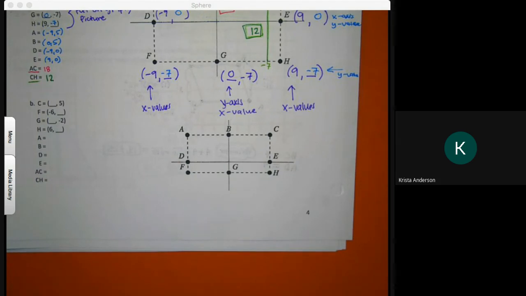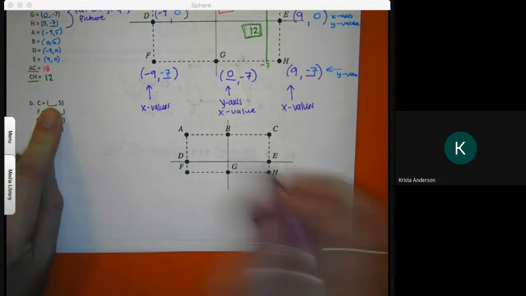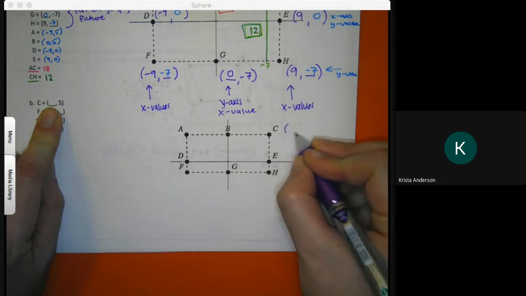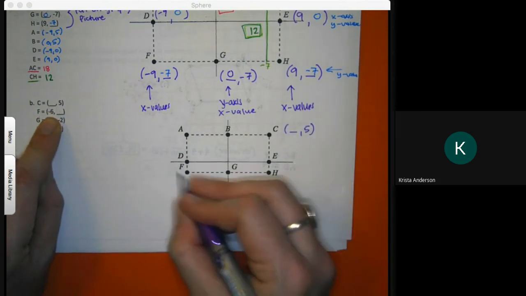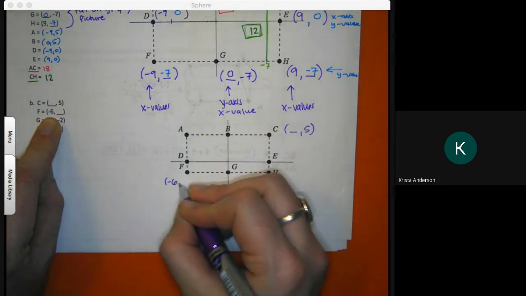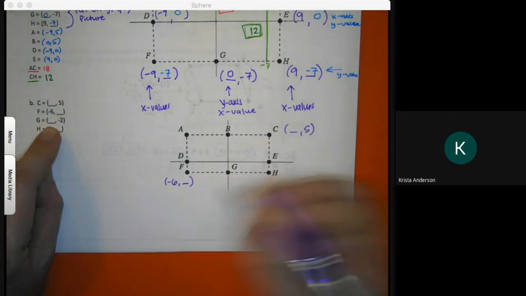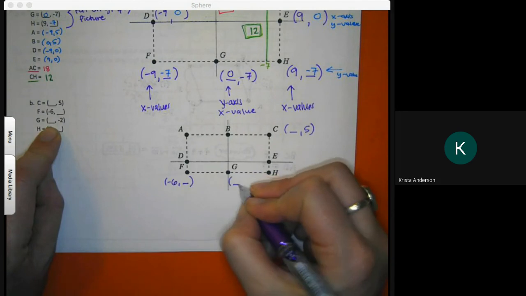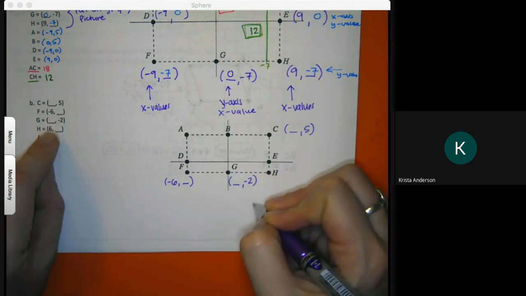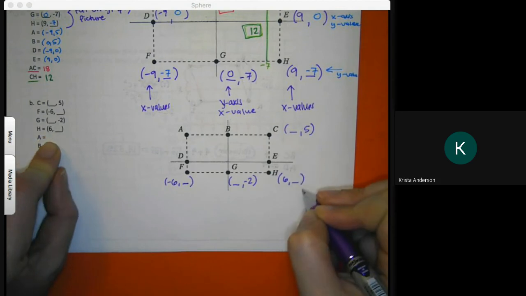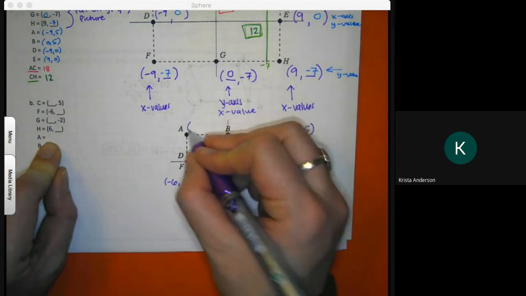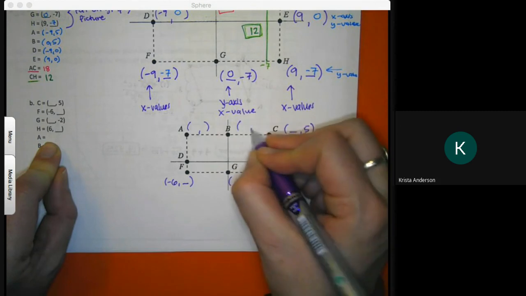So my first part is I wrote down where C is. Then I wrote F, where the F point is. G. And H. Then A, there's no markings, so I just filled in a point.